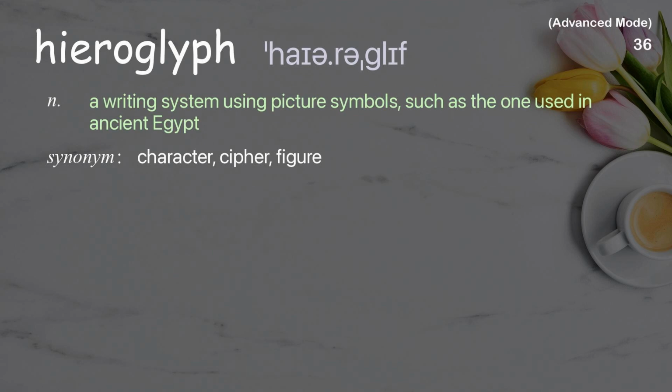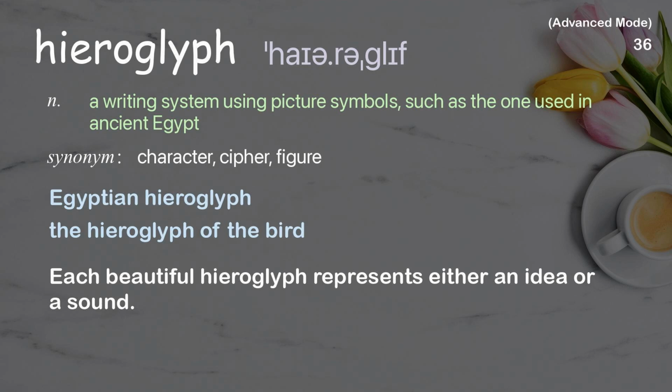Hieroglyph. A writing system using picture symbols, such as the one used in ancient Egypt. Examples: Egyptian hieroglyph, the hieroglyph of the bird. Each beautiful hieroglyph represents either an idea or a sound.